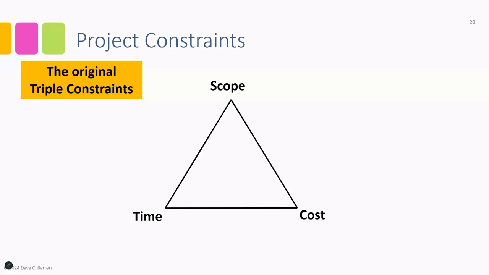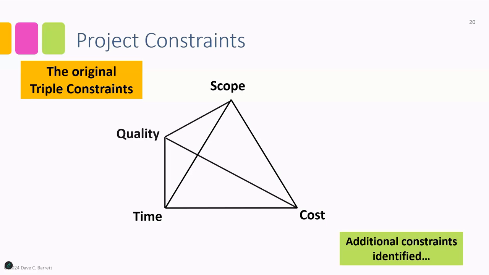Potentially affects the other two, which is why it's shown as a triangle with lines between them, because they can affect each other. Over time, additional constraints were identified. So three additional constraints. One was quality, which is very kind of similar to scope, but different. Scope defines what the project will produce. Quality is how well will it perform.